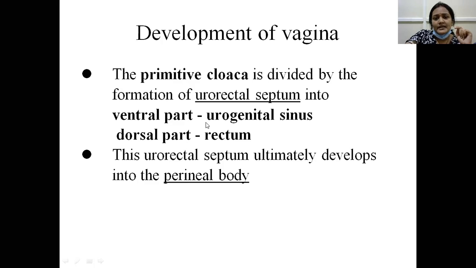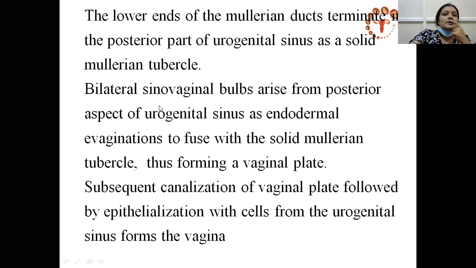And this ventral part gives rise to the urogenital sinus. From this urogenital sinus, the lower vagina develops, and also the external genitalia develop from this cloaca, the urogenital sinus, and the dorsal part is that of the rectum. So, okay, the Mullerian ducts have fused, and the fused caudal end is going to form the vagina, the upper part of the vagina.